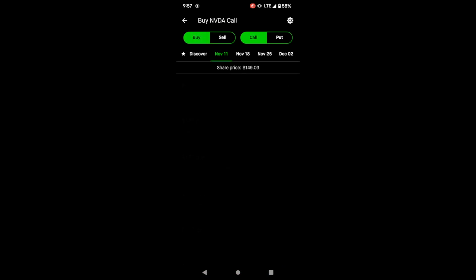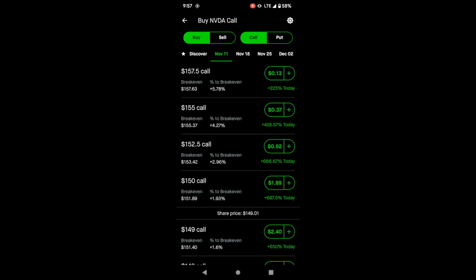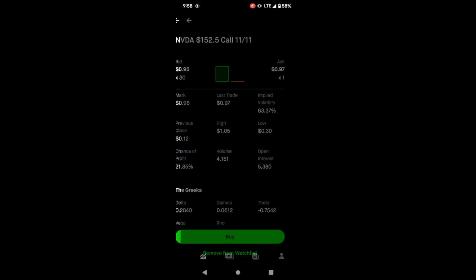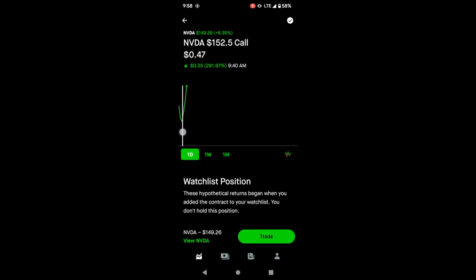But if we go to the NVIDIA calls, one of the calls I was looking at was this 152.5 call, and I was looking at it at around 50, and here it is at 96. That's already a double. You can actually see here where it shows 47. I missed it. I missed it around here. Now it's doubled. That's tough. What are you going to do?